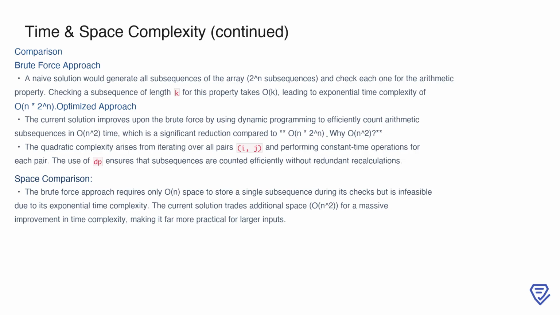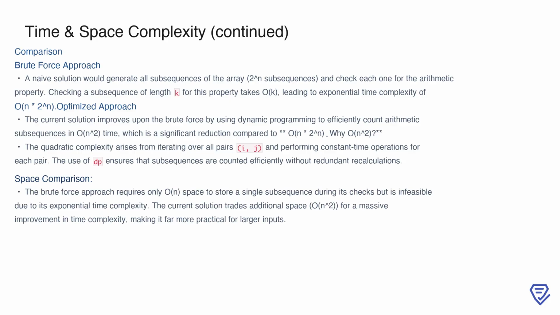When comparing this solution to a brute force approach, the improvement in efficiency becomes clear. A naive method would involve generating all possible subsequences of the input array, which amounts to 2 to the power of n subsequences, and then checking each one for the arithmetic property. Verifying a single subsequence of length k would take k time, leading to an overall exponential time complexity of n*2 to the power of n.